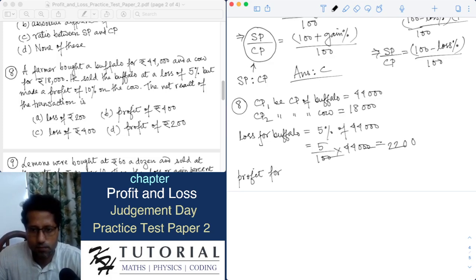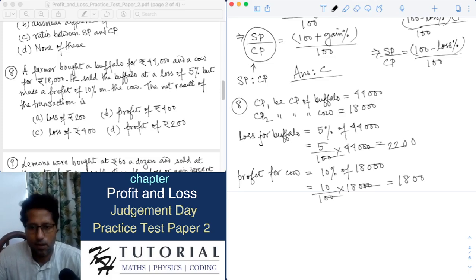And the profit for the cow is 10% of the cost price of the cow, which is 18,000. This is how much? 10 by 100 multiplied by 18,000. Zeros cancel, and this equals 1800. So therefore, we see the loss is more.